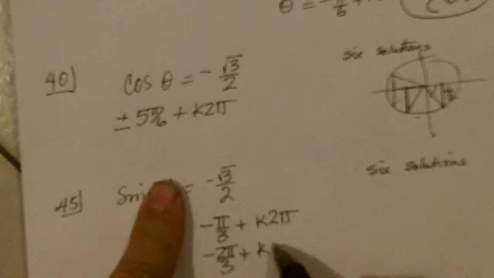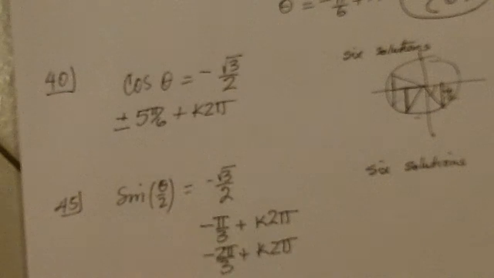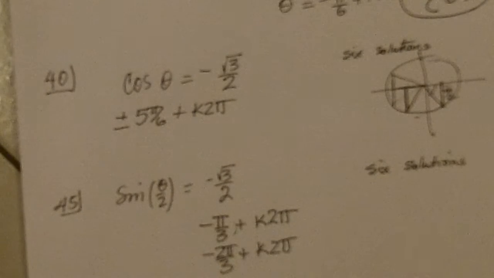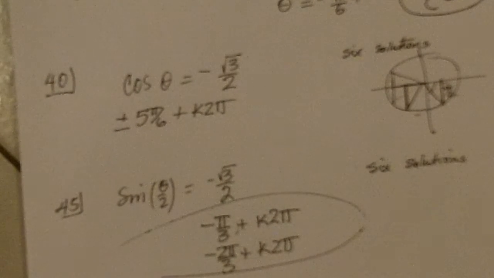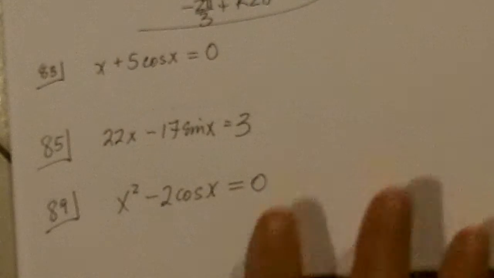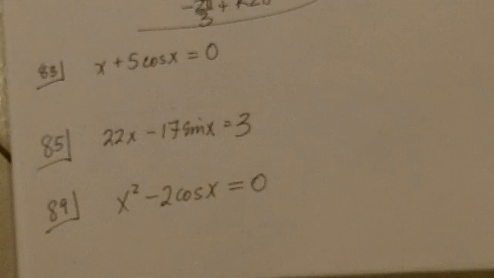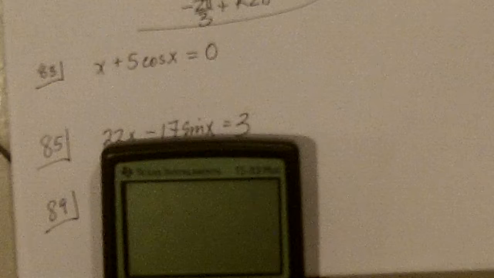plus k2 pi. And if we want 6 solutions, I can take this one plus 2 pi and plus 4 pi, this one plus 2 pi and plus 4 pi, or we can go this one minus 2 pi, minus 4 pi, whatever, to get a whole bunch of solutions. But that's all of the solutions. Now 83, 85, and 89 are just a matter of graphing.